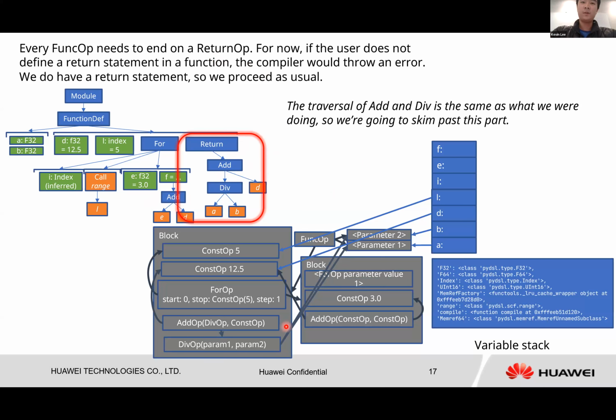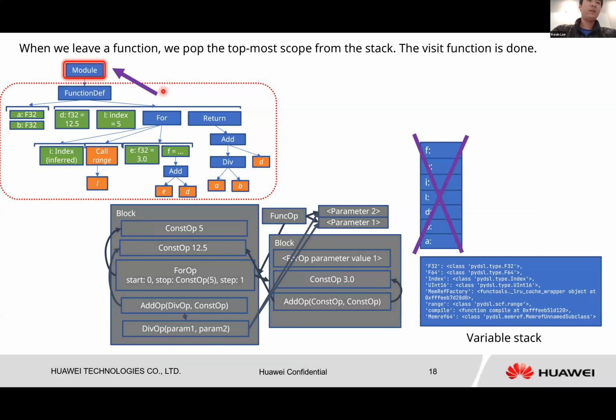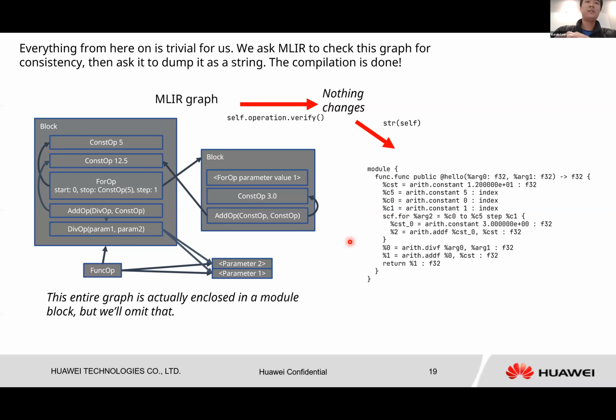But know that these arrows are connecting in such a way that that's already being done for us. And finally, we leave the function, and we destroy this block because it's no longer needed. And the visit function is basically done from this point on, and everything from here on is very trivial for us. Most of the work can be delegated to MLIR's library at this point by using a verify function to make sure that this graph is consistent, and finally converting it into a string, which emits the final MLIR, which corresponds to the Python's behavior.